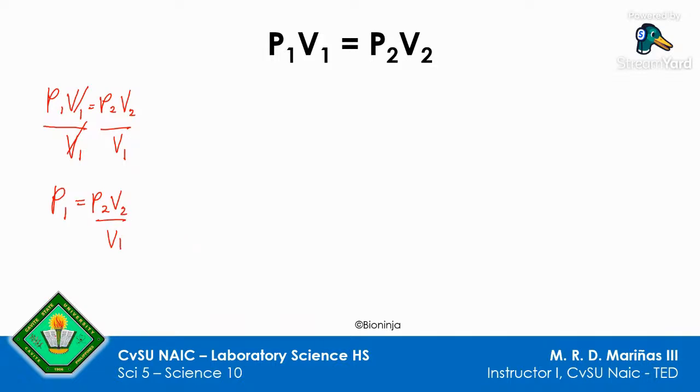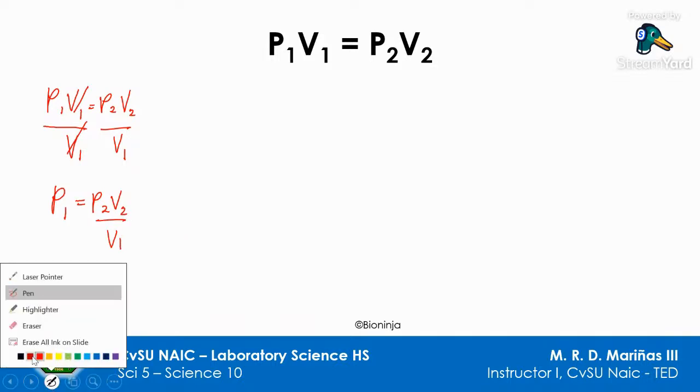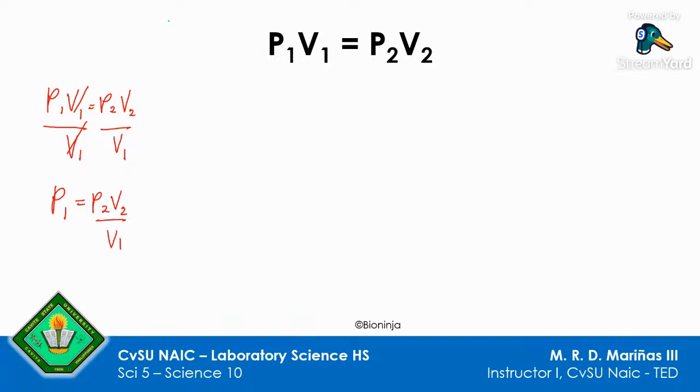Ngayon naman, let's try the next one. For example, volume naman ang nawawala. Ang gagawin lang natin dito is again, rewrite the formula P1 V1 = P2 V2. So, para matanggal lang natin si P1 dito, divide both sides with P1. Cancel, cancel. And you're going to have V1 is equals to P2 V2 over P1.